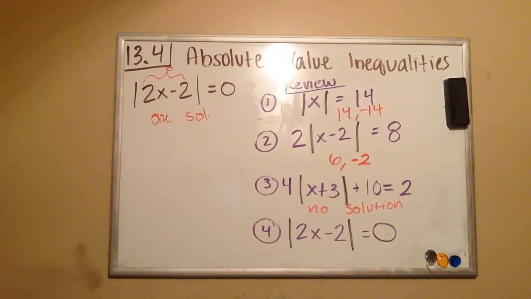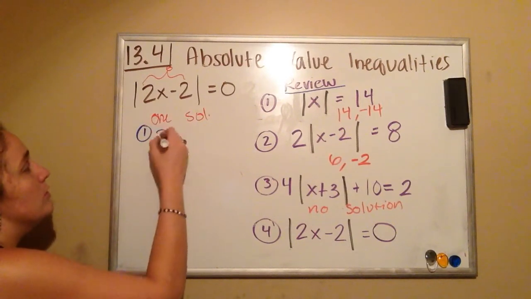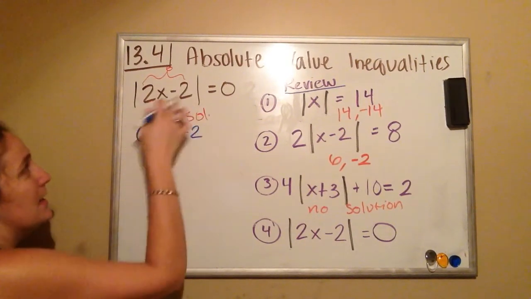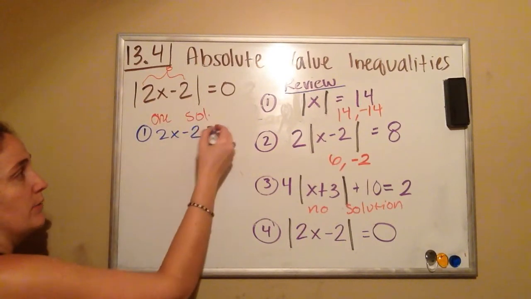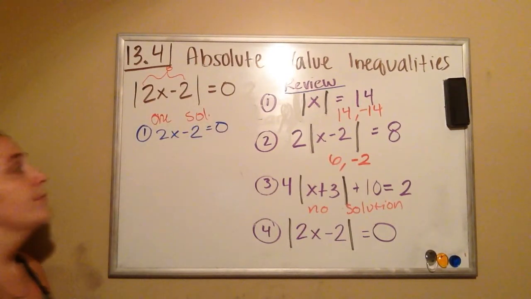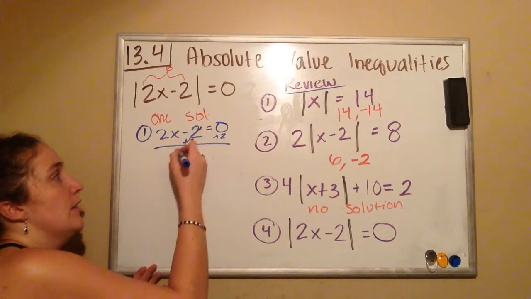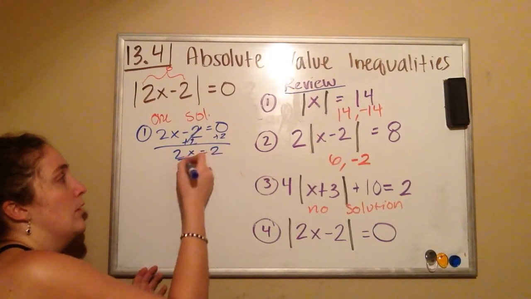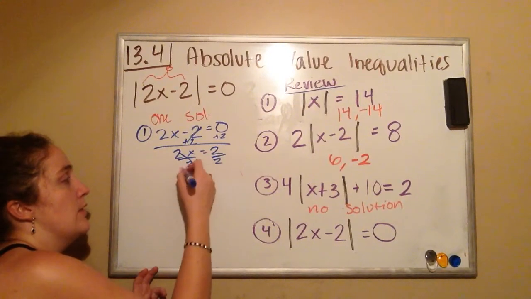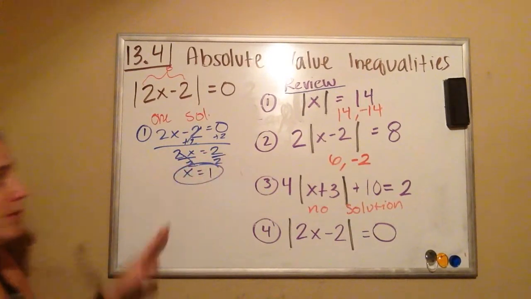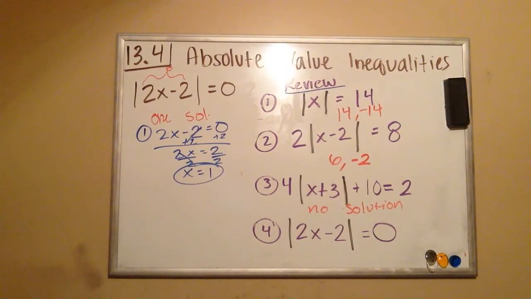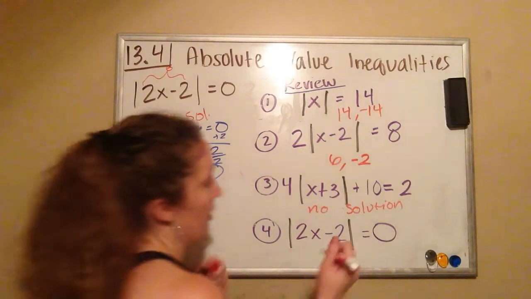So for our scenario, 2x minus 2, that inside of the absolute value has to equal 0. Okay? Add 2, right? Now we're solving for x. 2x equals 2, so x is going to equal 1. And we're happy with that because that's one solution. So our one solution here would have been 1.